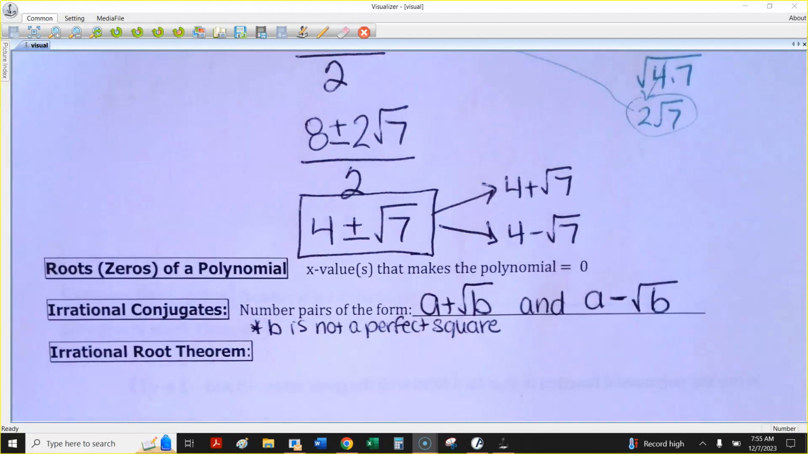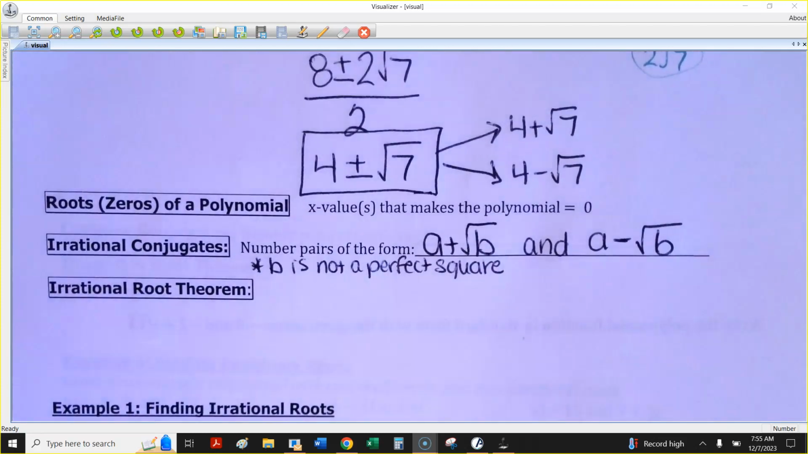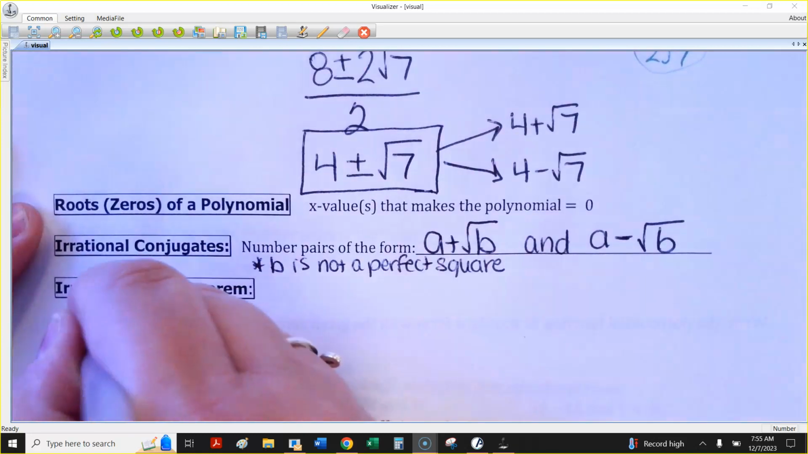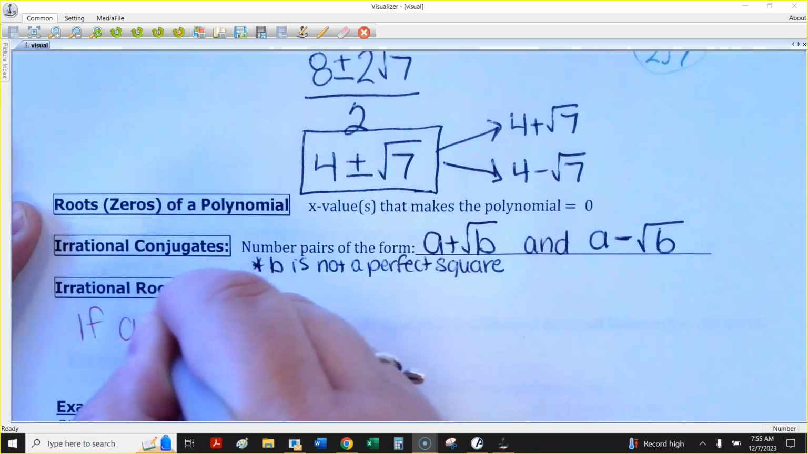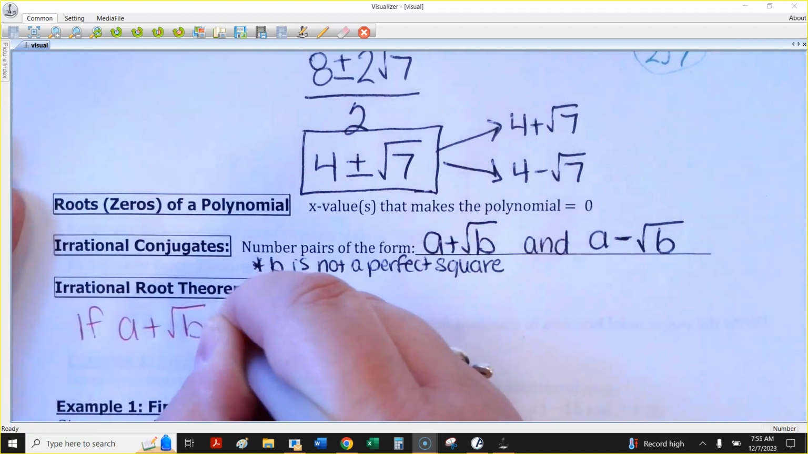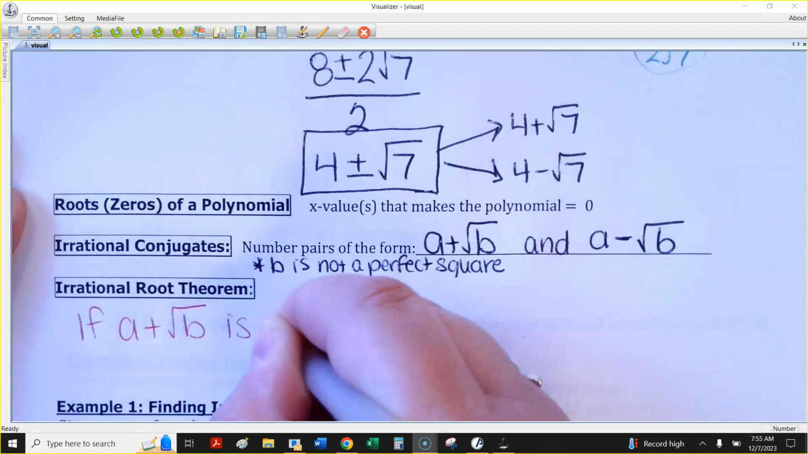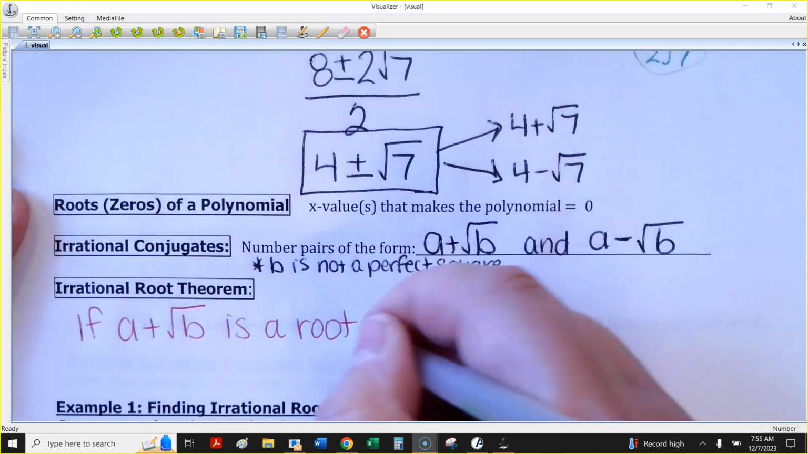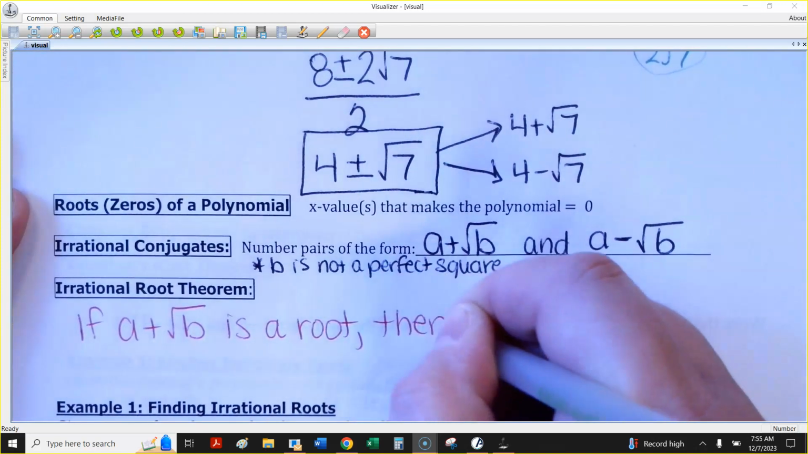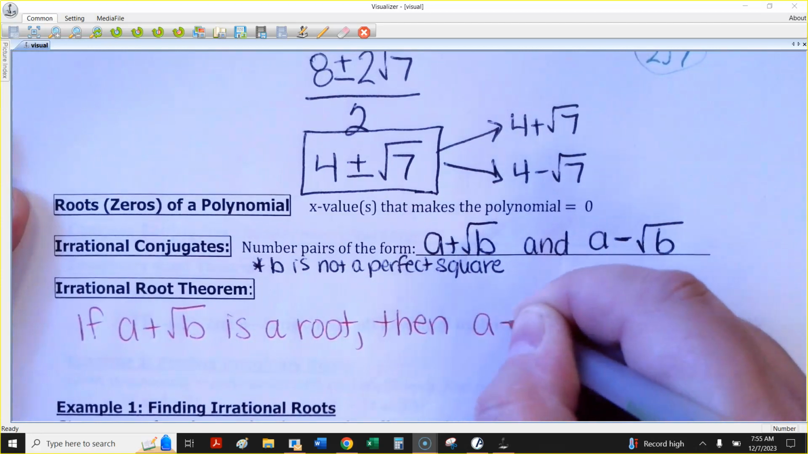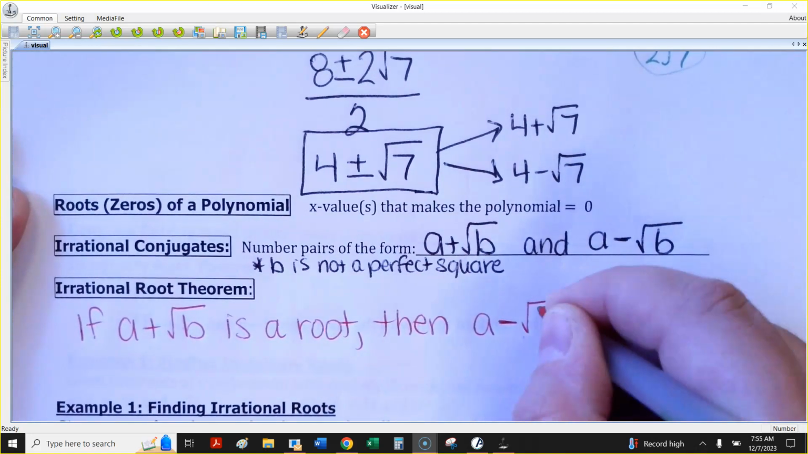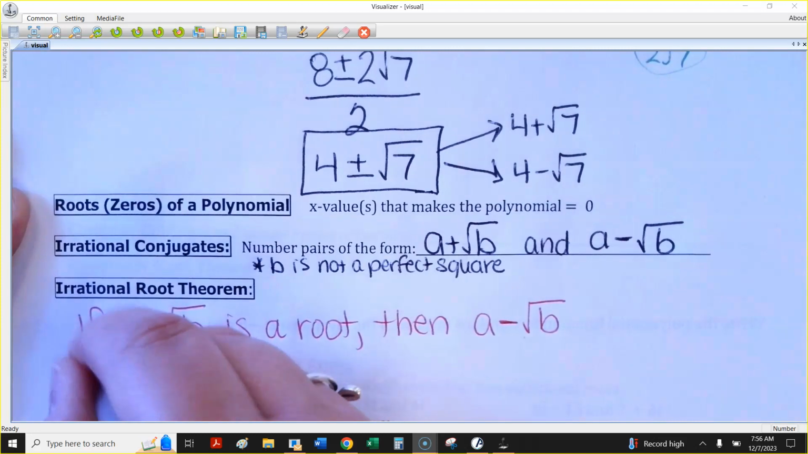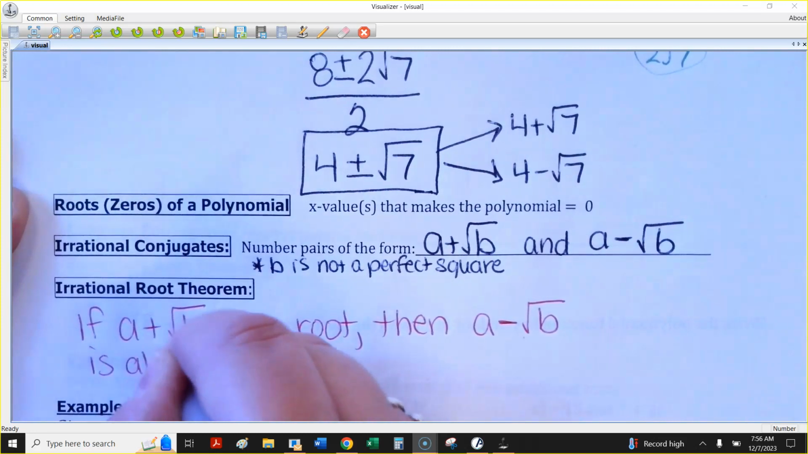Okay, so here's the deal. The irrational root theorem is going to say to you, and this works both ways, if a plus the square root of b is a root, or zero, or whatever you want to call it, I'm going to call it a root here, then automatically its conjugate, which would be a minus the square root of b, is also a root.